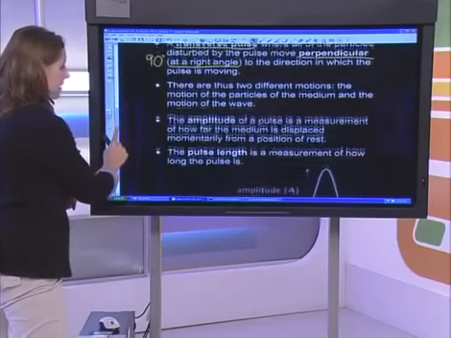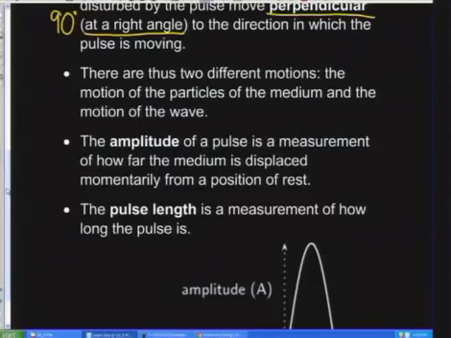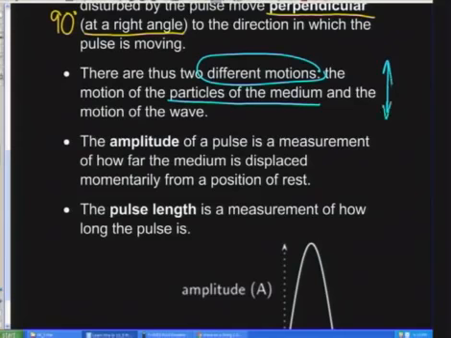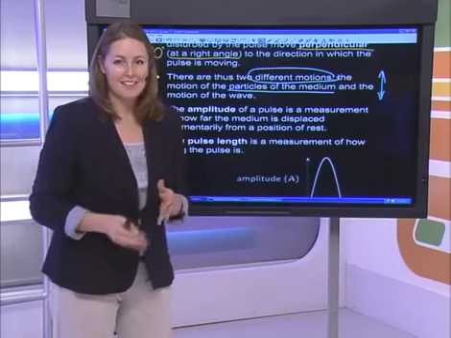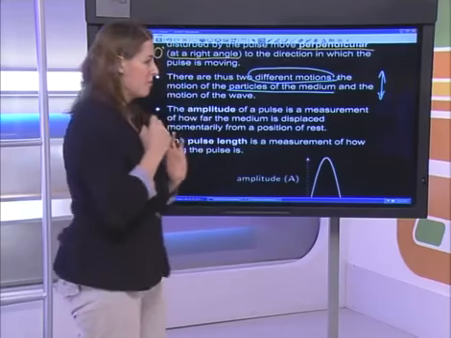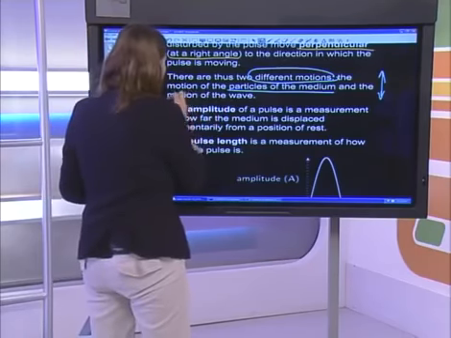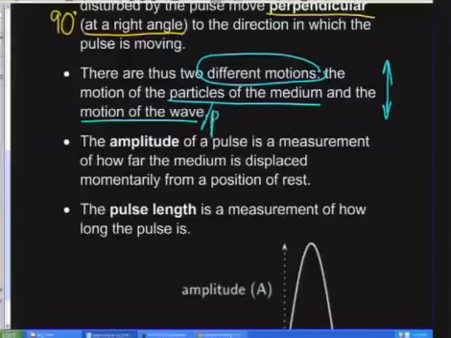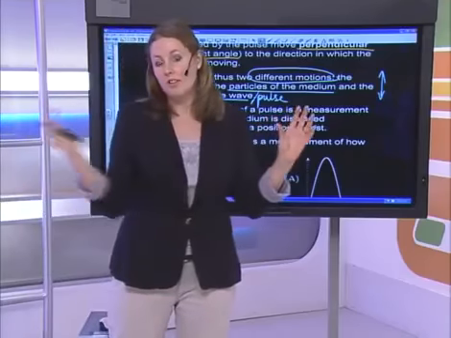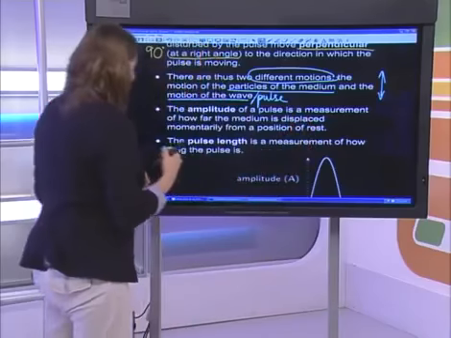Let's jump back here and notice a few more keywords. Notice there are two different motions. Okay? Two different motions that we're talking about. The motion of the particles in the medium, and those particles, remember I said, are moving in this particular case up and down. Remember, as we said, they're going up and down. But the wave or the motion of the pulse, I'm going to add that in, moves to the left or to the right, depending on which way we're going.